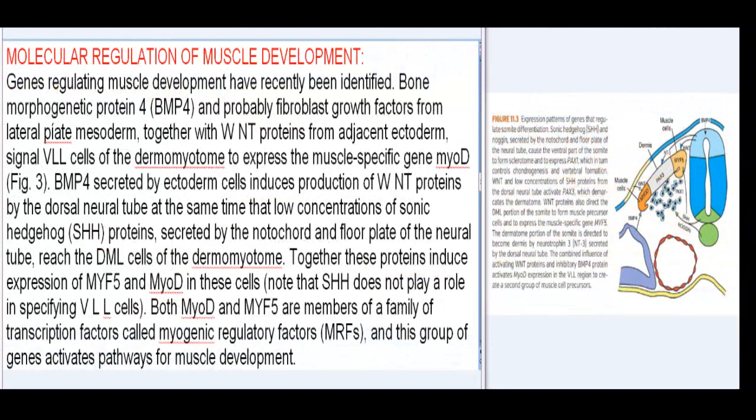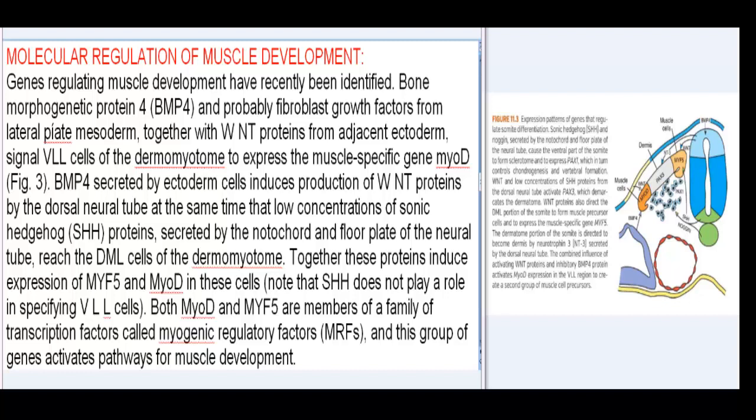Molecular regulation of muscle development. Genes regulating muscle development have recently been identified. Bone morphogenetic protein 4 (BMP4), and probably fibroblast growth factors from lateral plate mesoderm, together with WNT proteins from adjacent ectoderm, signal VLL cells of the dermomyotome to express the muscle-specific gene MyoD, Fig. 3.